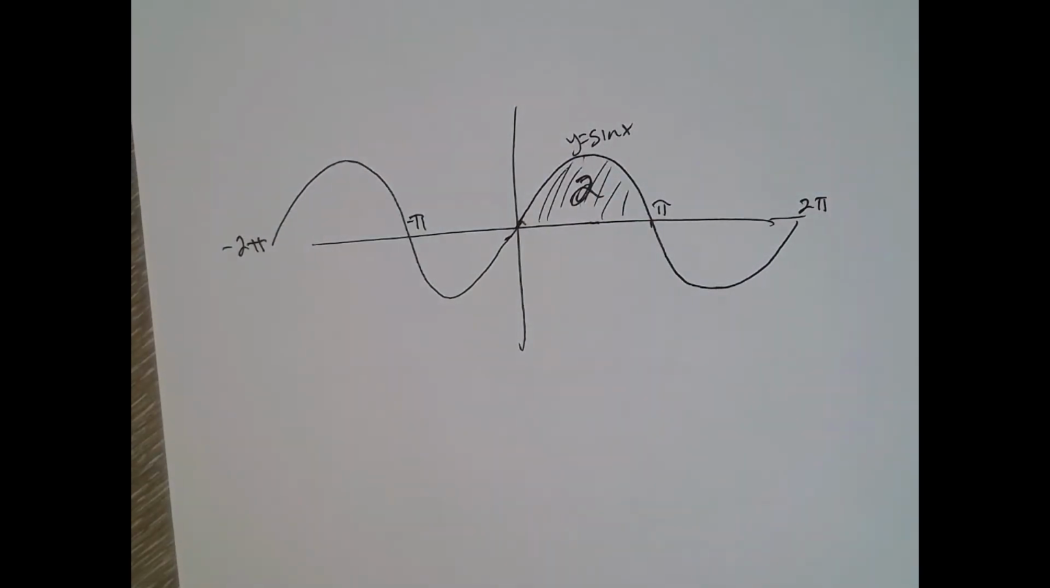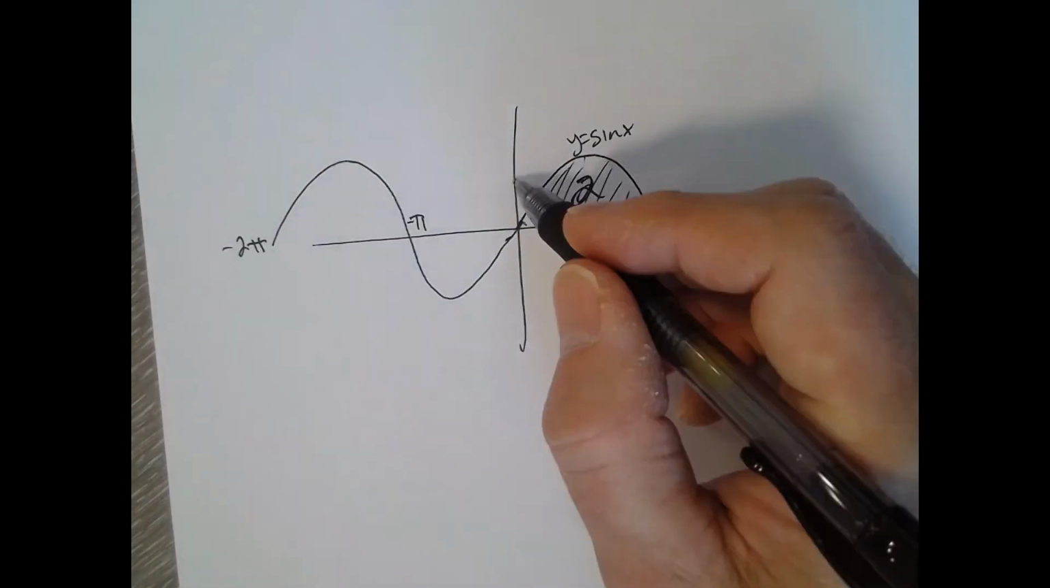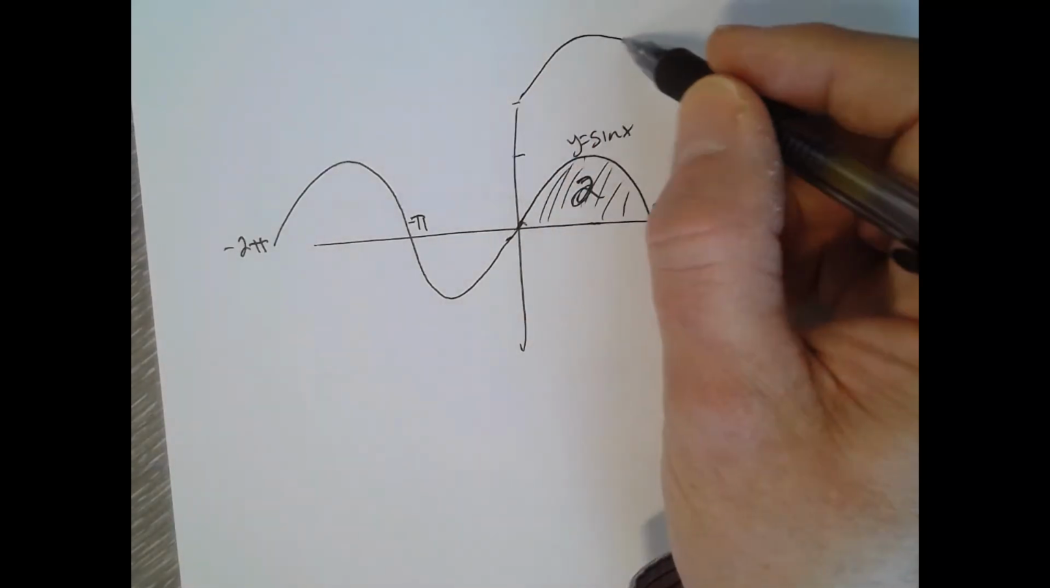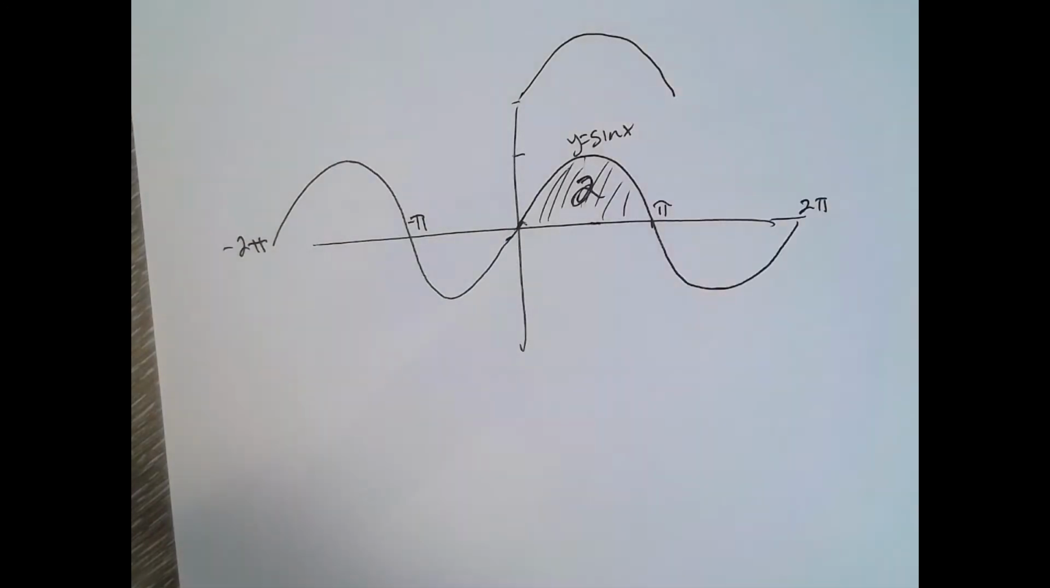From 0 to pi of 2 plus sine x, so we're taking sine x and we're shifting it up 2. Up 1, up 2, it's right up here. From 0 to pi. Did you get an answer for this one? Yeah, we did. What did you get? We got 2 plus 2 pi. Good. 2 plus 2 pi.